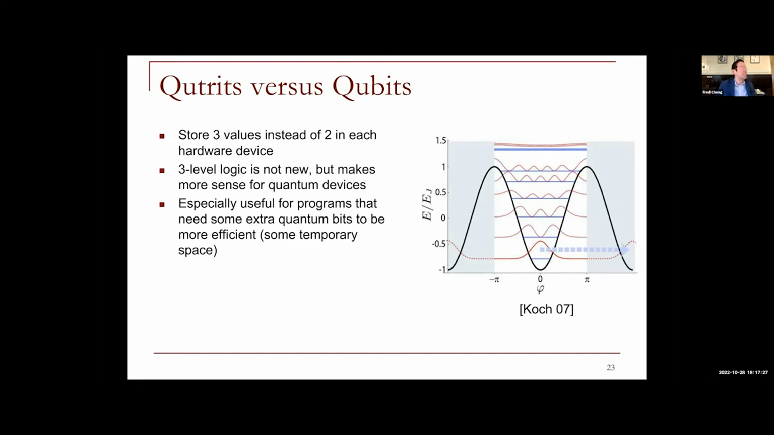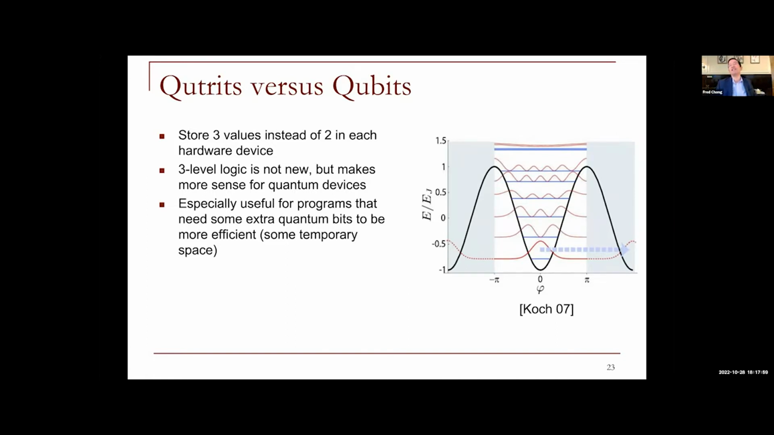But in the quantum world, if you look here on the right for a superconducting system, you actually have many energy levels, and we typically just choose the lowest 2 energy levels to represent 0 and 1 for a qubit, and ignore the upper ones. So in some sense, you have more signal that you can use to represent 3 levels. Now, there are some challenges. When you go to higher levels, you have a higher error rate, so you have to be judicious about when you use those higher levels.